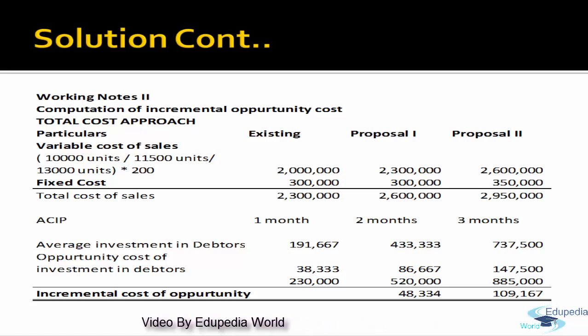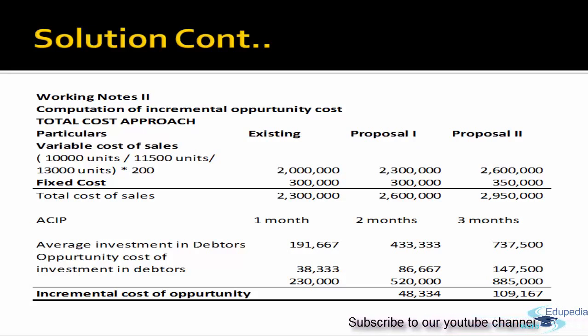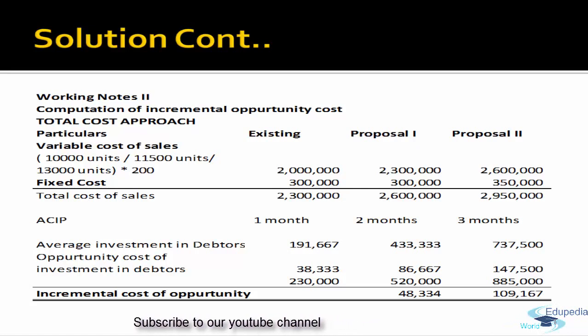So in the existing, the company is already foregoing 38,333. In proposal 1, the company is foregoing 86,667. So there is an incremental cost of 48,334. And in proposal 2, there is an incremental cost of 1,09,167. This is how to compute the incremental cost using the total cost approach, because I am taking the total of variable and fixed cost. Fixed cost is taken in total, not the incremental, because I am taking the complete 3 lakh rupees. In proposal 2 there is a 50,000 increase, but I am not taking the whole 3,50,000.